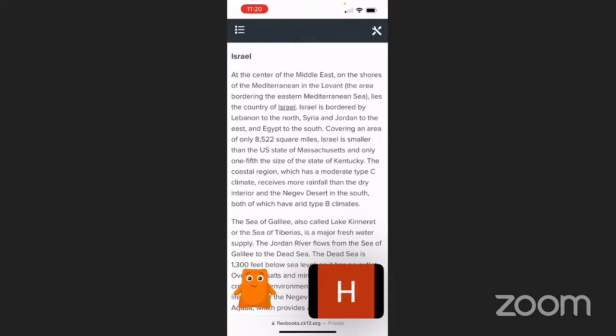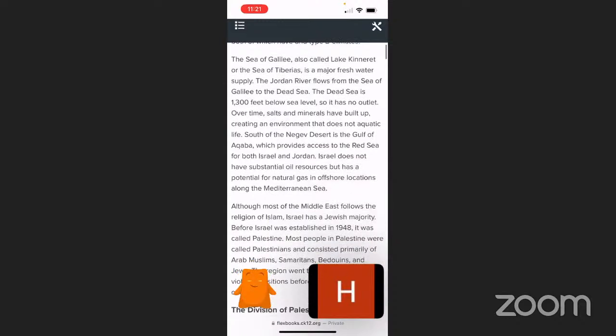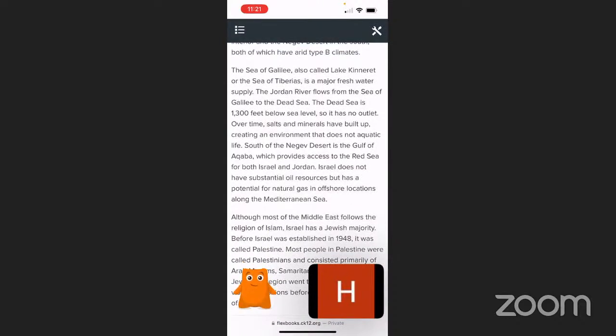The coastal region, which has a mild type C climate, receives more rainfall than the dry interior and the Negev Desert in the south, both of which have an arid type B climate. Good.